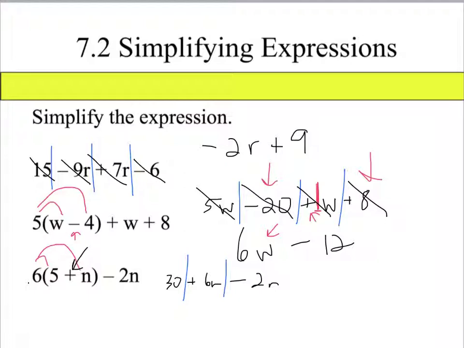6n and negative 2n. How'd you know? Man, you guys are good. So when I take 6n plus a negative 2n, I get a positive 4n.